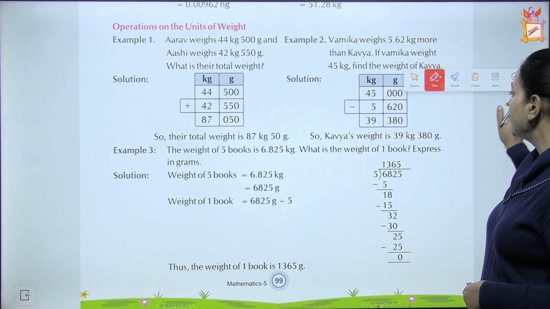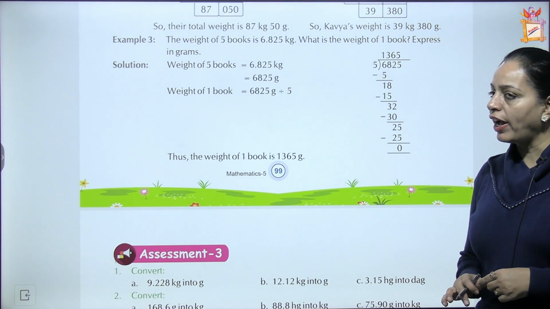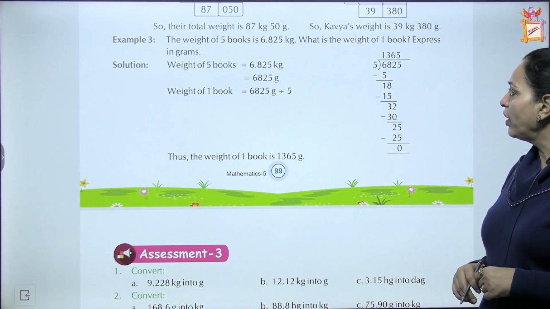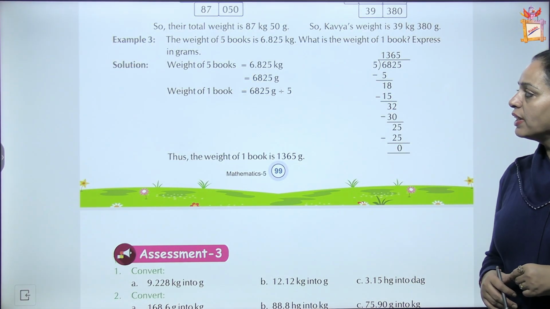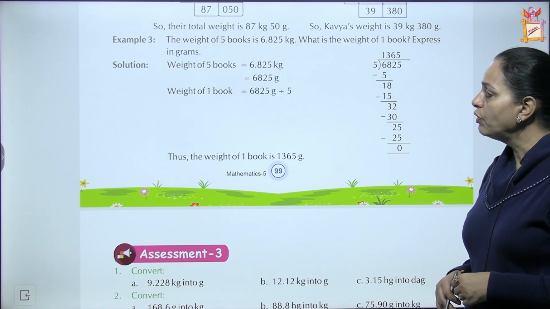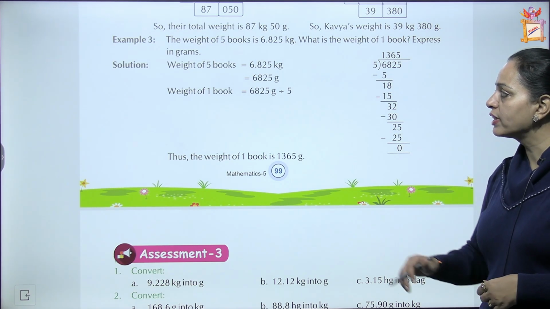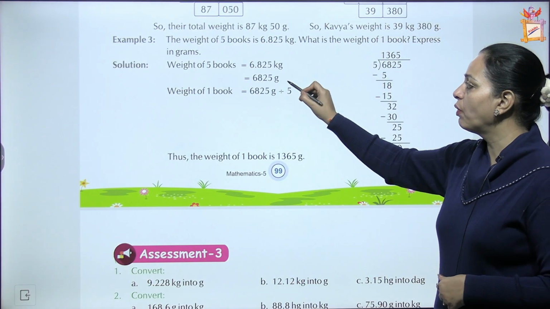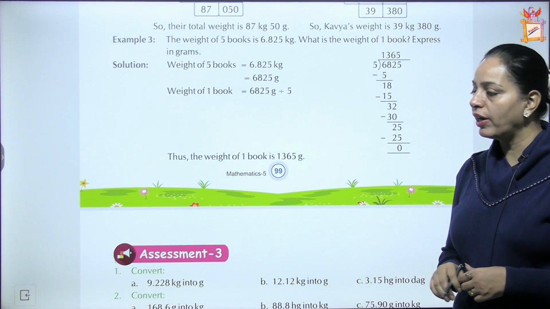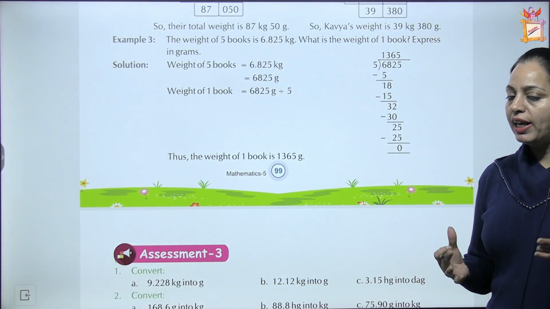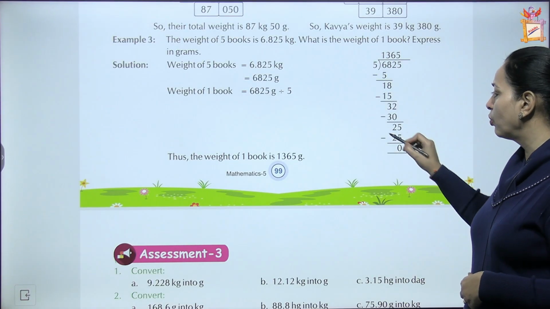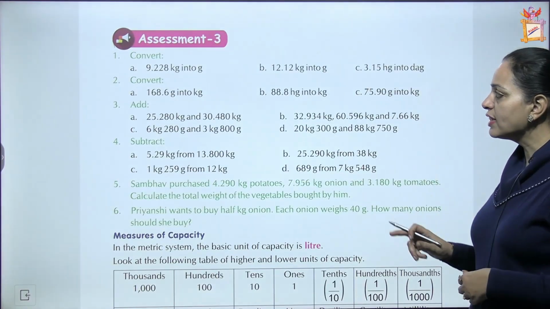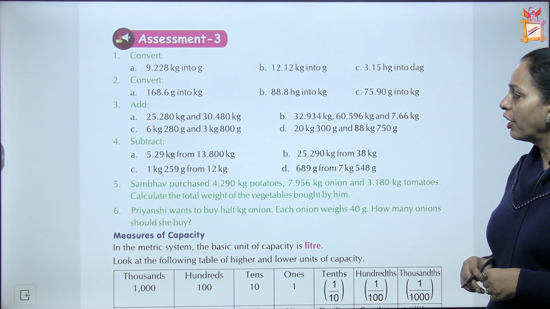Now the next is the third one. The weight of 5 books is 6.825 kg. What is the weight of one book? Express in gram. So what will you do? Weight of 5 books is this. So express in gram, 1 kg is 1000 gram. So this is the value in gram. So weight of 1 would be less. It means divide by 5. So we will divide by 5. This is the answer.